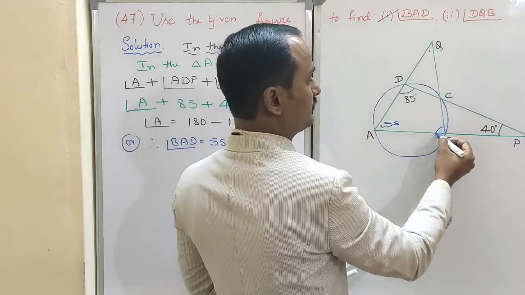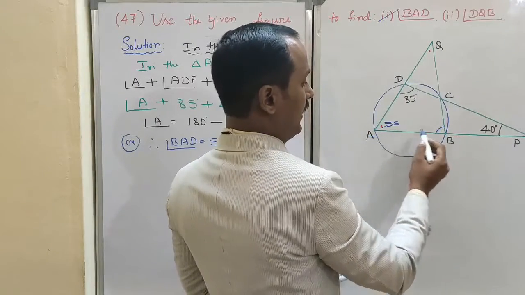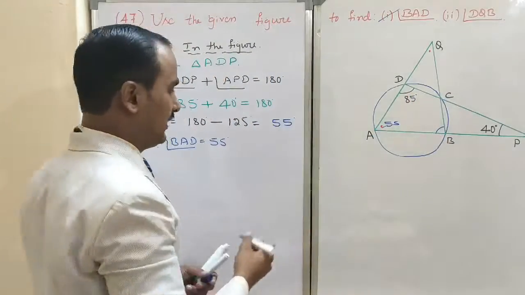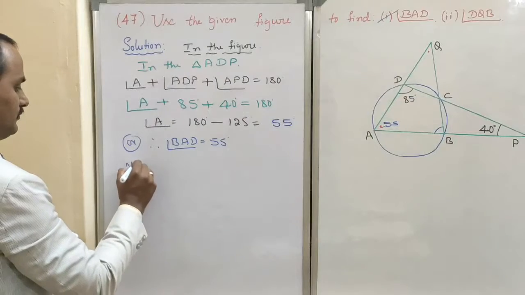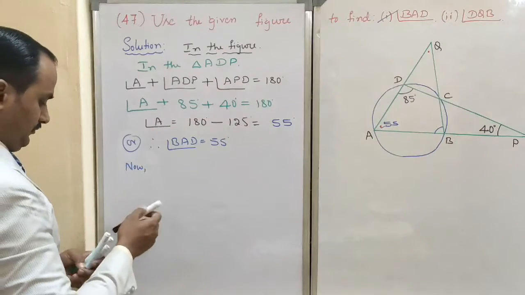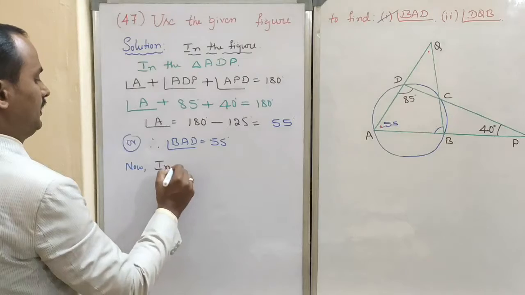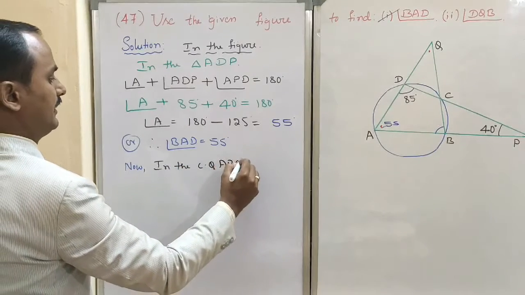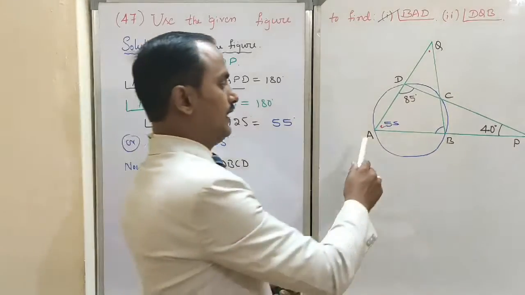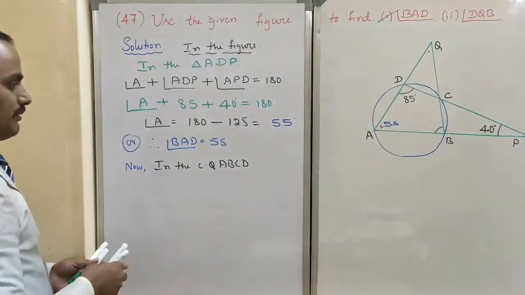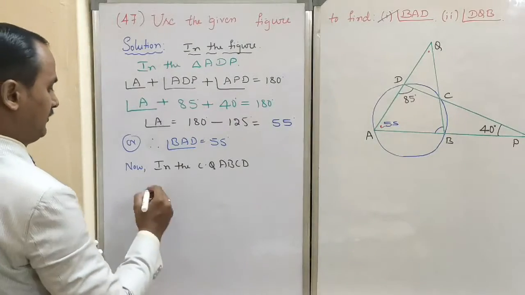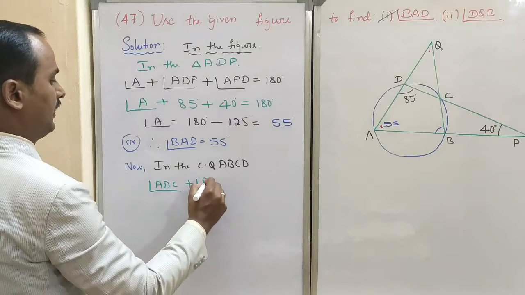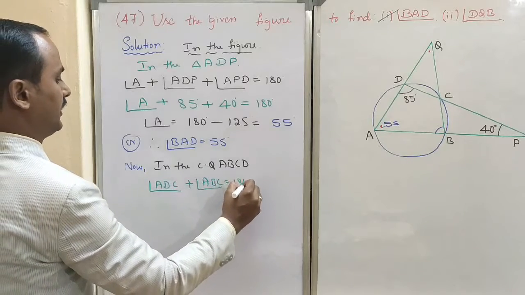In a cyclic quadrilateral ABCD, pairs of opposite angles are supplementary. Shall I take that one? Now, in the cyclic quadrilateral ABCD, shall I write the sum of angles? Angle ADC plus angle ABC is equal to 180 degrees.